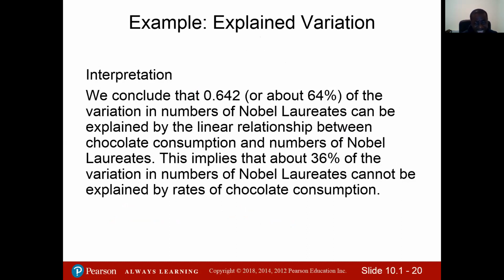This implies that about 36% of the variation in the number of Nobel laureates cannot be explained by rates of chocolate consumption. So again, correlation is not causation, cause and effect. So remember that it's not causative.